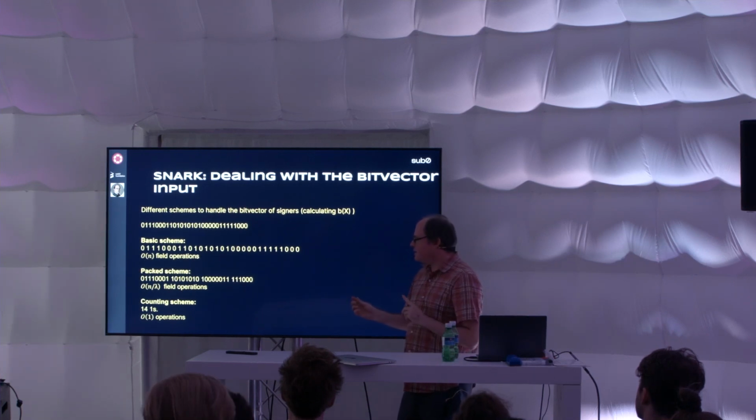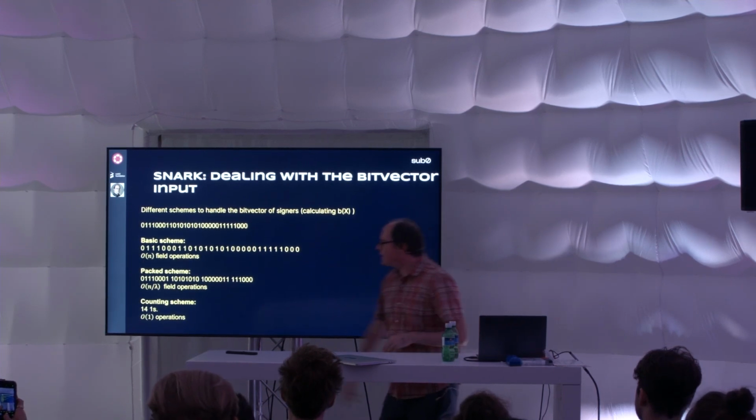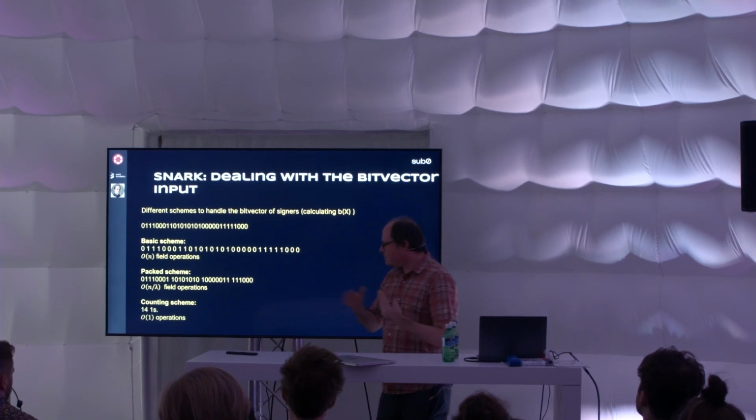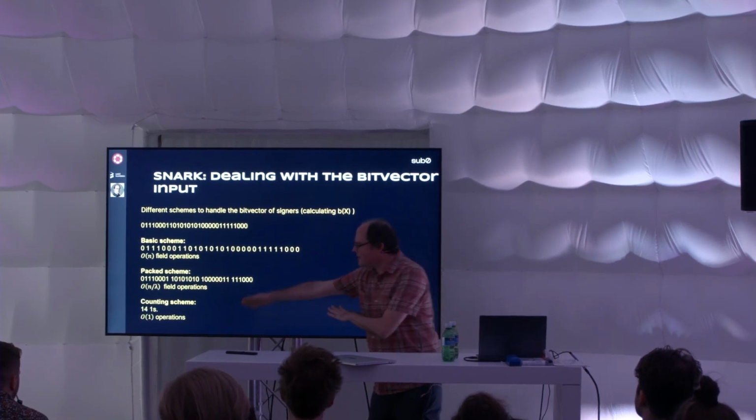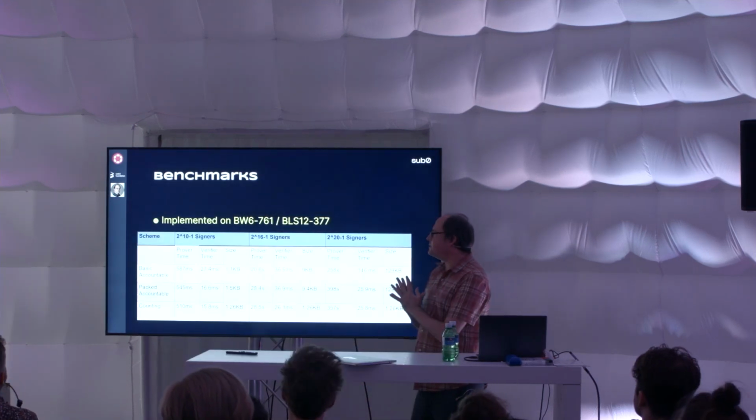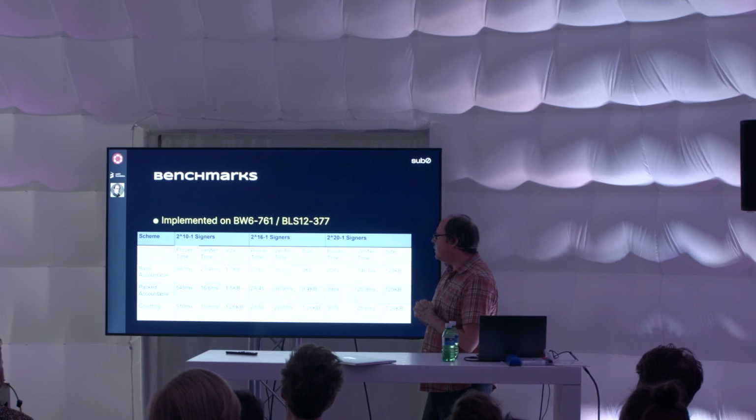The alternative is to fully snarkify it. We don't give the bit vector at all. I just tell you how many guys signed. That's a bit more like the threshold thing. And everything is constant if you do that. And so here are the benchmarks.